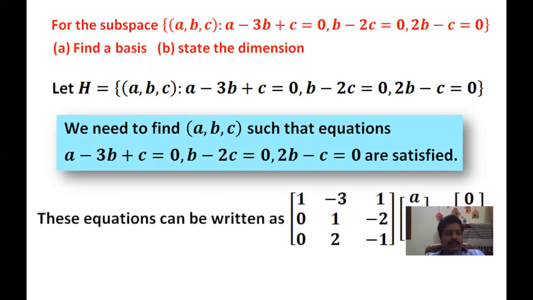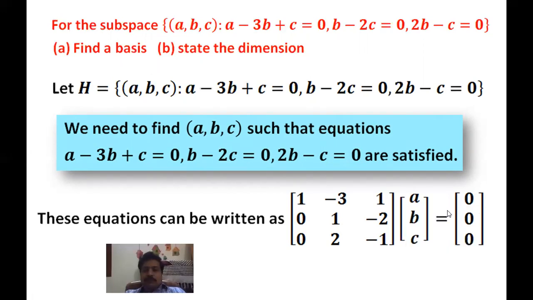So these equations can be written in matrix form as follows. This is matrix A. The coefficients of a, b, c are taken here. So it is 1, minus 3 and 1 in the first row, which represents the first equation. Then 0, since a is absent here, the coefficient of a is 0. So 0, 1, minus 2, and 0, 2, minus 1 in the third row. And a, b, c are the unknowns which we need to determine. That should be equal to the zero vector, that is 0, 0, 0.